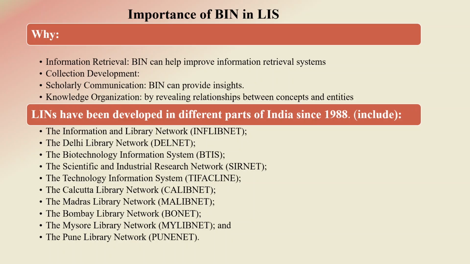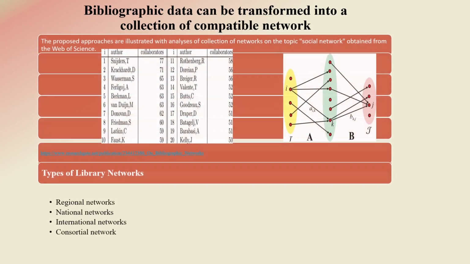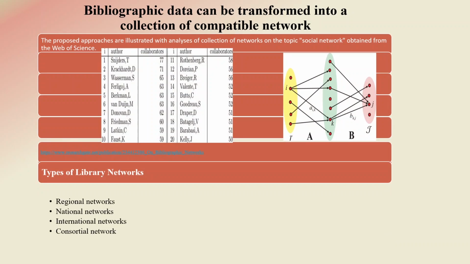Libraries and information centers need networks. Libraries and information networks recognize the available information, and they have been developed in different parts of India since 1988: INFLIBNET, the Information and Library Network; DELNET, the Delhi Library Network; BTIS, Biotechnology Information System; SCIRNET, Scientific and Industrial Research Information Network; TIFACNET, the Technology Information network; CALIBNET, the Calcutta Library Network; MALIBNET, the Madras Library Network; BONET, the Bombay Library Network; MYLIBNET, the Mysore Library Network; and PUNENET, the Pune Library Network.